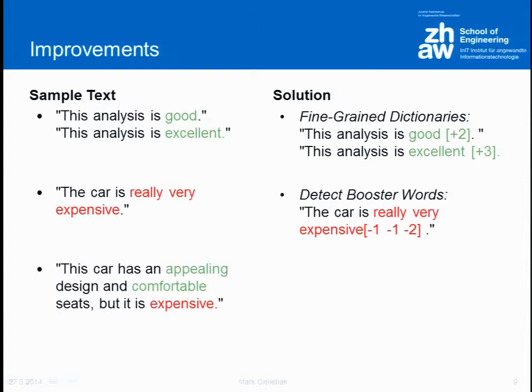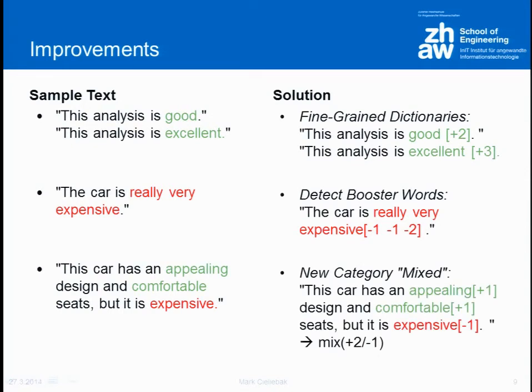And then I have these combined sentences. This car has an appealing design and comfortable seat, but it is expensive. So is this positive or negative? Who is for positive? Who is for negative? Okay, who is for I don't know, and I don't know what I should say because it's neither positive nor negative, and it's not neutral, I mean. So we need to come up with something like a mixed category where we say, well, you can say even in one sentence something positive or negative, and we cannot decide what is more. I mean, these are 2 positive words and 1 negative word, but in total I cannot just sum it up and say it's +1. That would not be fair, I mean. So we need to have a mixed category.